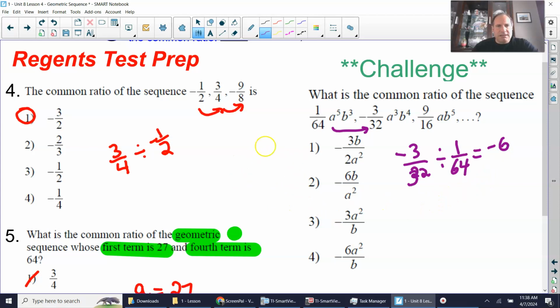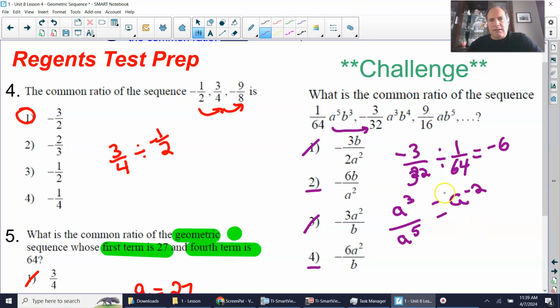So we see it's -6. I see this one and I see this one. Number 3 is -3, so that's out already. This right here is -3 over 2, that's out already. All right, so now we take a to the third and divide it by a to the fifth. So that equals a to the -2nd. And then you could flip it to 1 over a to the 2nd. So that one right there has a to the 2nd on the bottom part of the fraction. There's no a to the 2nd on the bottom part of the fraction. 2 is my answer.